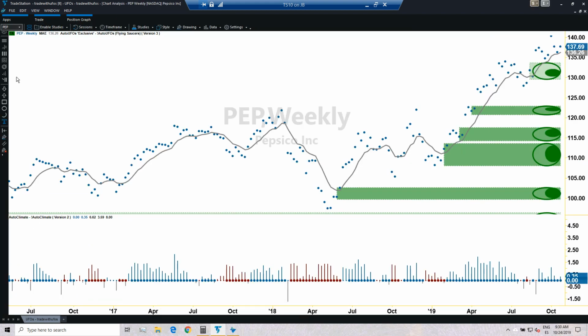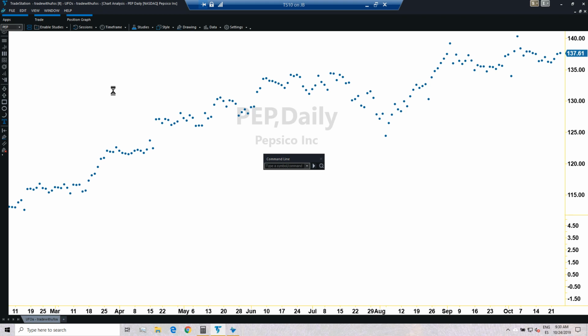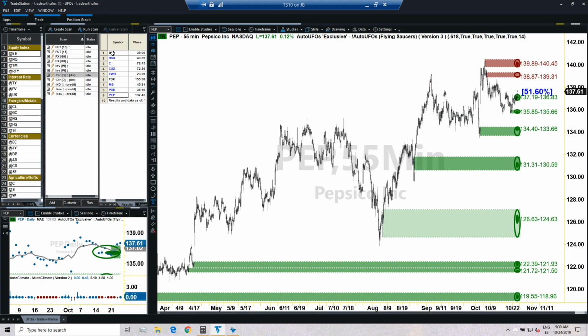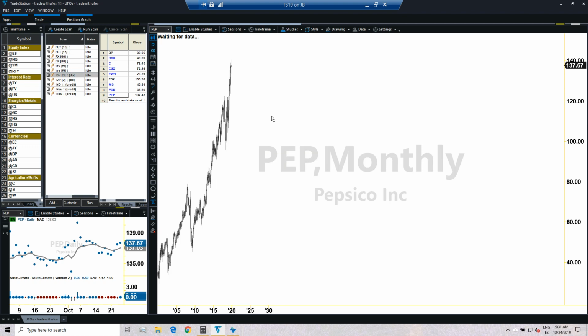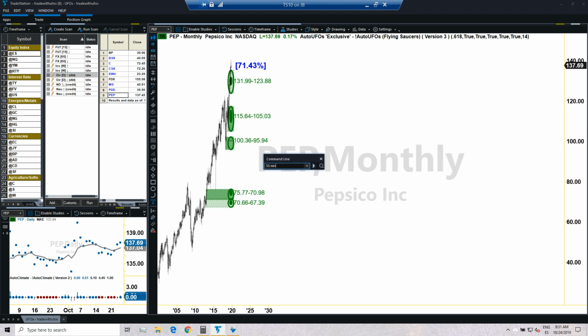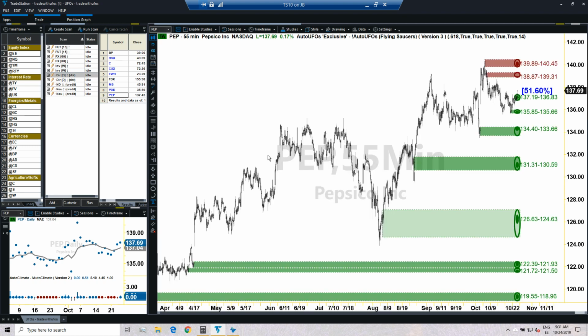And if that's the case, that means that we will not be using a target. Okay, so disable auto UFO. So let me look at monthly. Yes, perfect. Okay, so we're gonna plan the trade. Let's begin with FedEx. That's gonna be the first trade for the day.